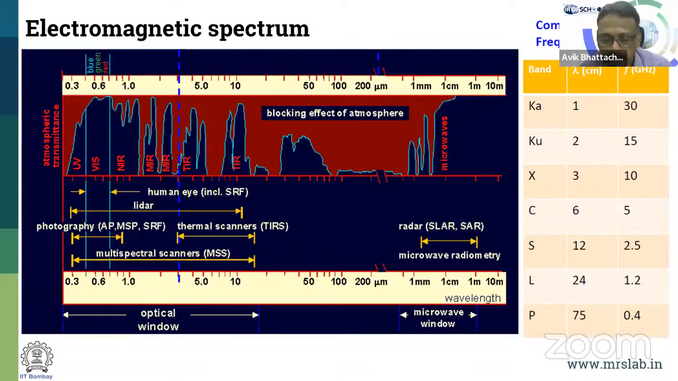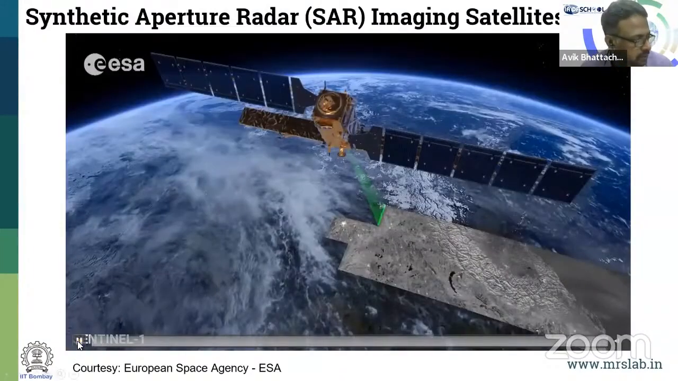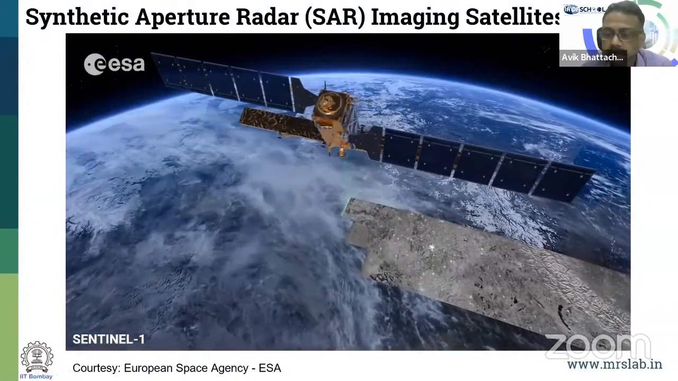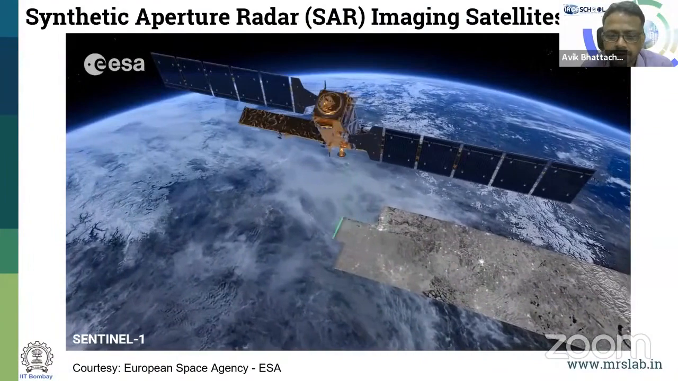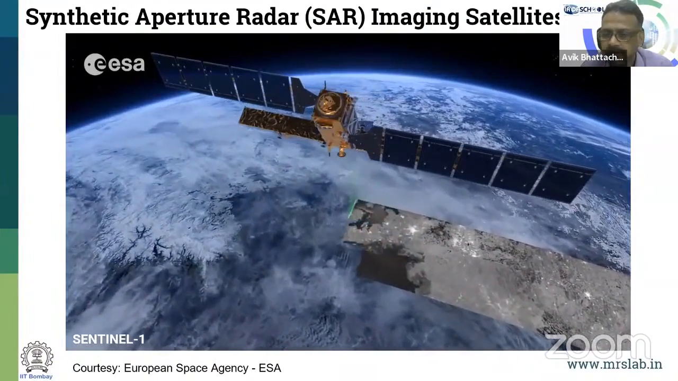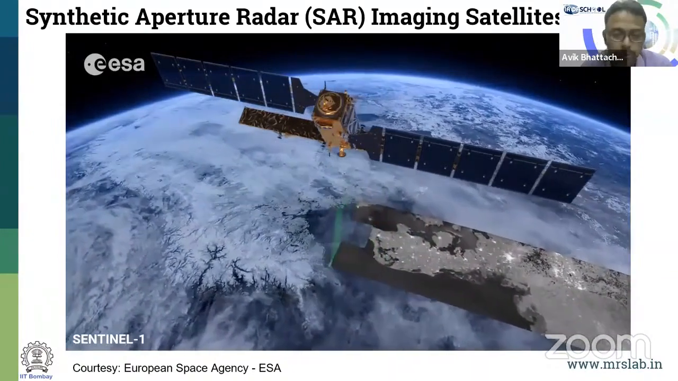So just to give an idea, here is a movie, a clip courtesy of ESA, of the acquisition of the SAR scanning from Sentinel-1. This is how the SAR satellites scan over to form the images.